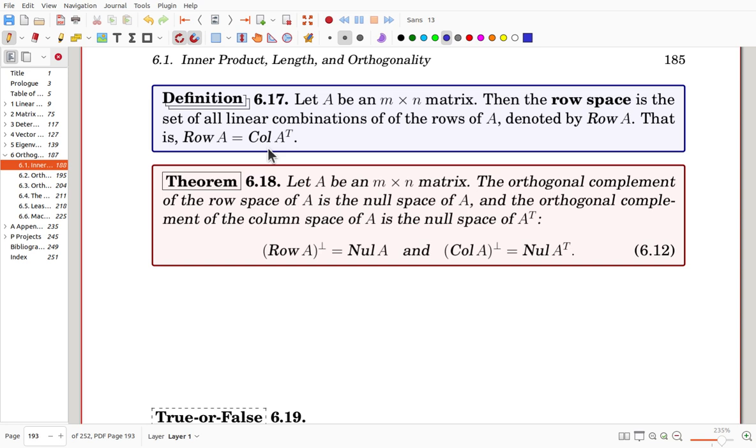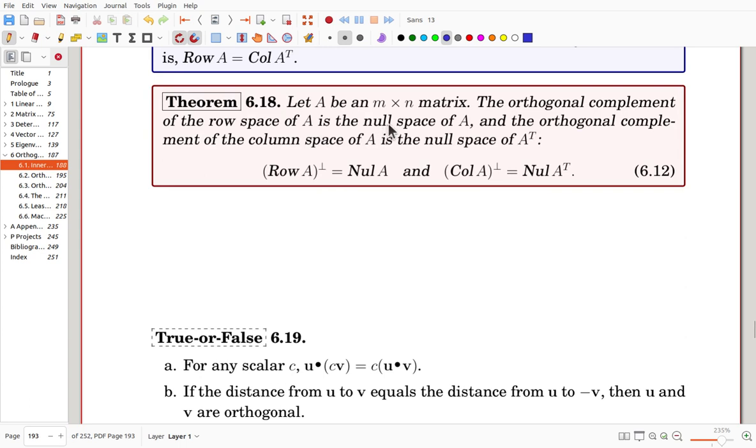a subspace, because the row space is a collection of linear combinations. If you choose two vectors from the row space of A, then you can easily see that their linear combination is inside of the set, so it is closed under linear combinations. So it is a subspace.